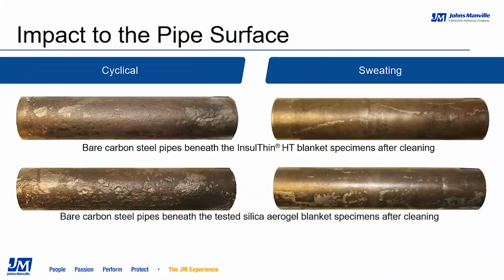Now, the measurement results from the data can actually be seen clearly in the images of the pipes themselves. So the pipes on the right were the sweating conditions, and as is consistent with the data, they both look pretty similar in terms of corrosion on the pipe surface. On the left, however, are the pipes that were in the cyclical conditions, and you can see that the pipe beneath the Silica aerogel on the bottom left has substantially more and deeper pitting than the pipe that was beneath the InsulThin HT insulation, and that's on the top left there.